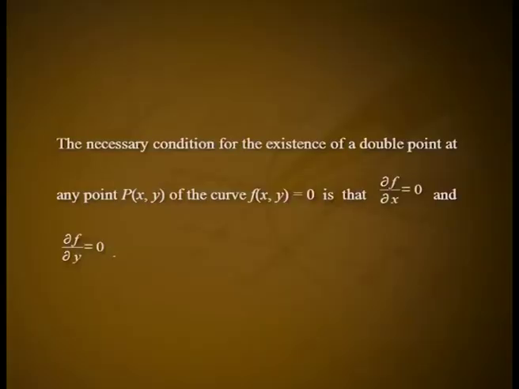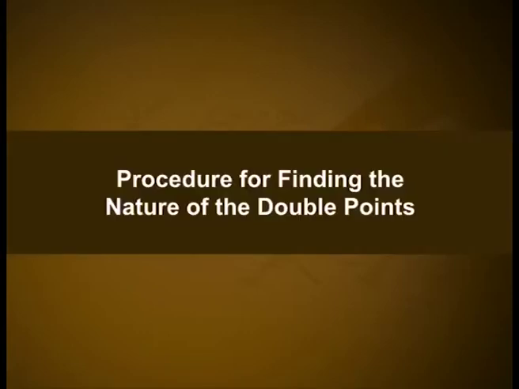The necessary condition for the existence of a double point at any point P(x, y) of the curve f(x, y) = 0 is that ∂f/∂x = 0 and ∂f/∂y = 0. Procedure for finding the nature of the double points. Let (h, k) be a double point. Shift the origin to (h, k) by using the transformation equations x = x̄ + h and y = ȳ + k.